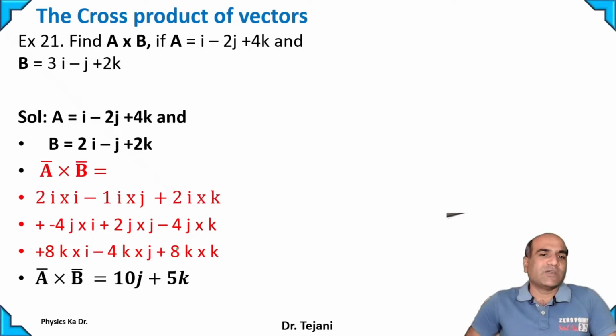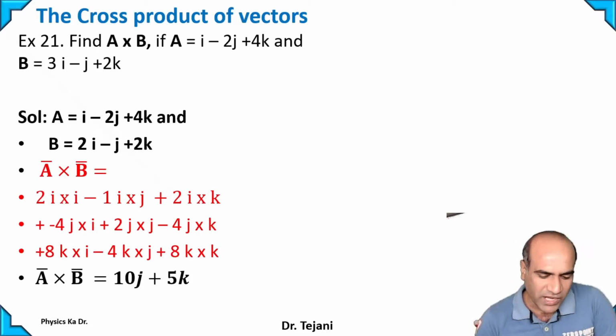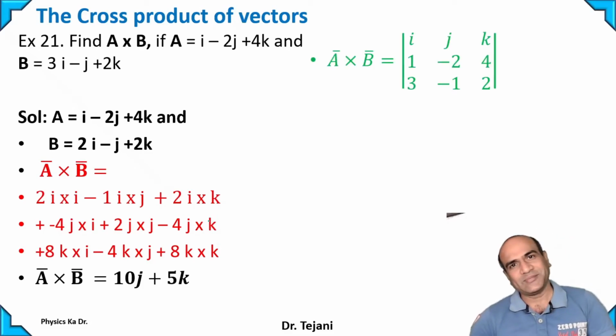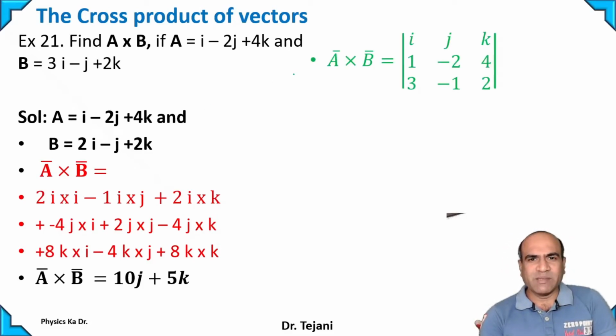A cross B is equal to 10j plus 5k. Since it is difficult and taking too much time, go for the vector method, which is very simple to represent this equation, and you should go for the determinant for a simple solution.